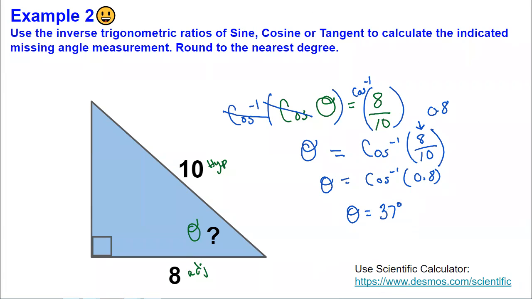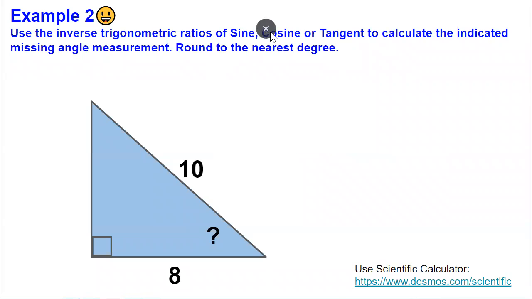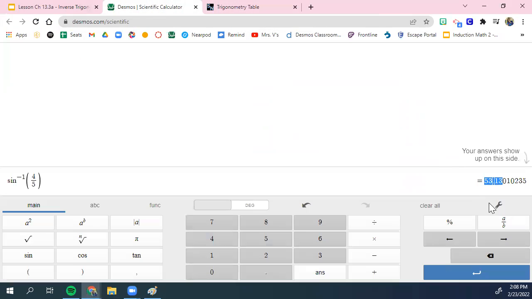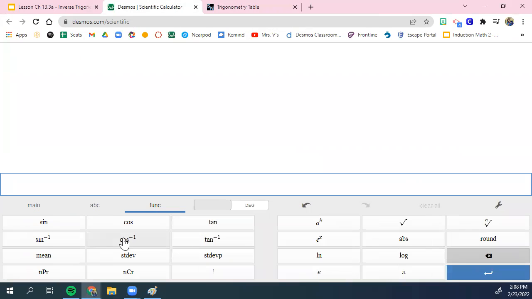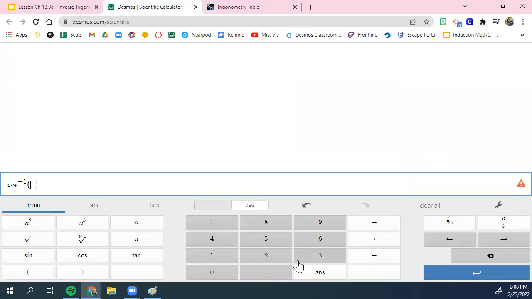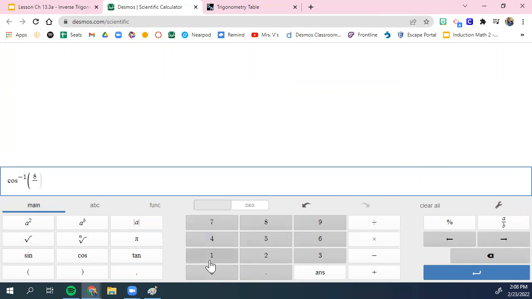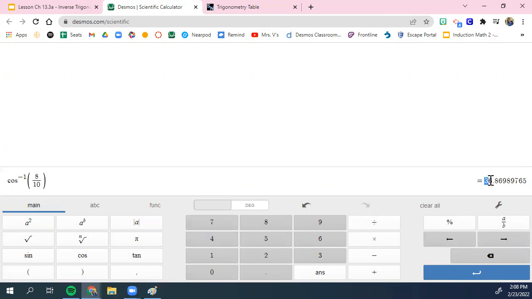Now, if I were to use my scientific calculator, here is my scientific calculator. Let me clear all. I have my inverse functions, cosine inverse. I have to divide 8 divided by 10, go outside and close my parentheses, and I have 36.86. So therefore, rounded up, it would be 37 degrees. That would be correct. Raise your hand if you got that. Woo-hoo. Not too bad, huh?